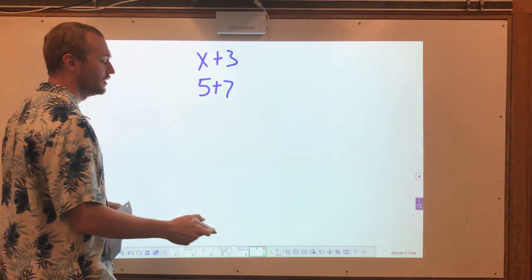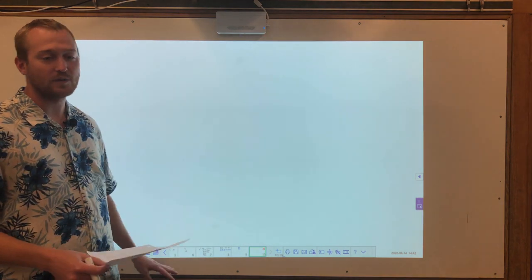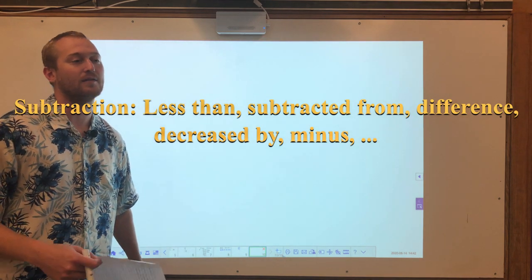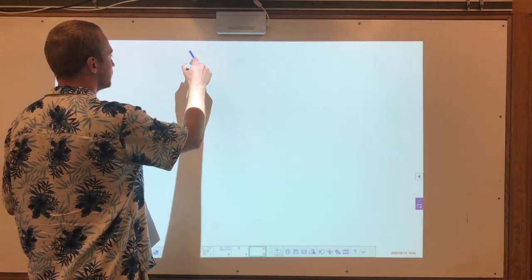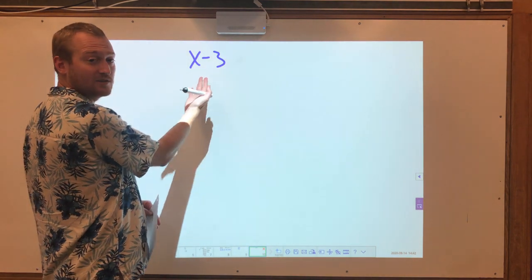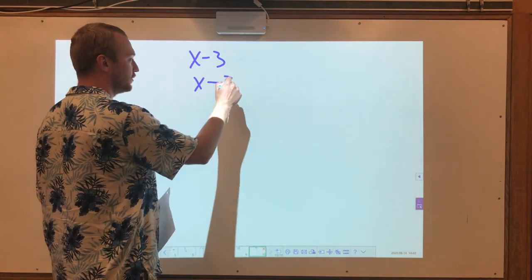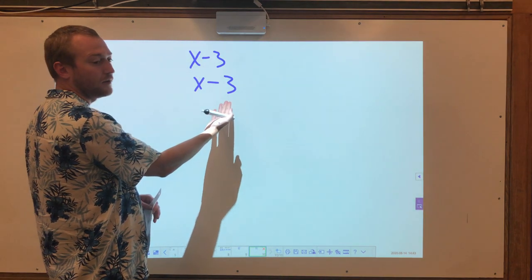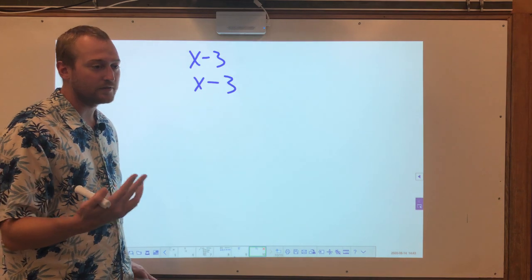That's addition. With addition, there's the opposite, there's subtraction. With subtraction, we have terms like less than, subtracted from, difference, decreased by, minus. Again, those are the most common ones. x minus 3, or another way of saying this would be 3 less than x. We have some number x, we want 3 less than that. Well, if I take 3 away from that variable, that's 3 less than x. Or this could be 3 subtracted from x, x decreased by 3, etc.